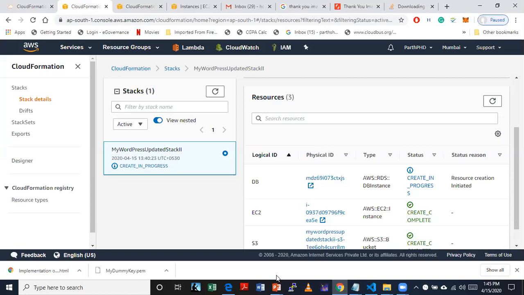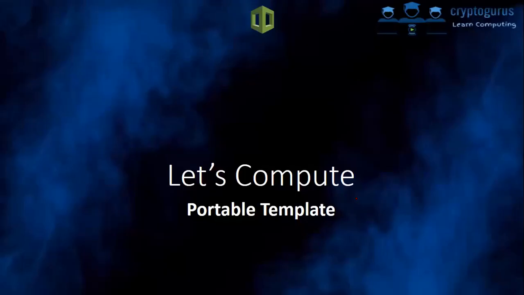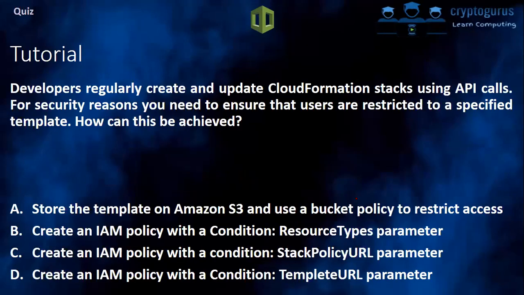Okay, now moving back to the presentation. So now the question is that developers regularly create and update the CloudFormation stack using API calls, right? For security reasons, you need to ensure that the users are restricted to a specified template. Okay, how can this be achieved? So this can also be achieved with the help of a CloudFormation template.